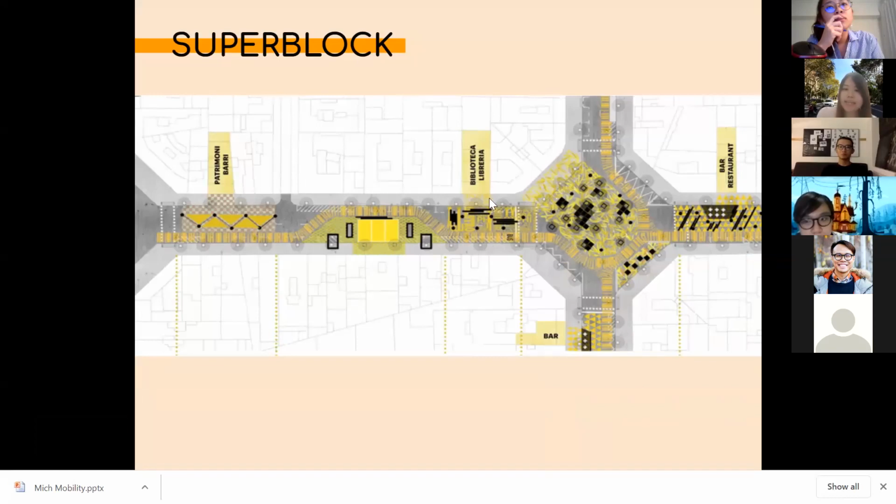The placing of furniture is also according to the function of the shops around. Like there's a library here and a bar here, so they know these are places that might need more seating, and they will allocate more outdoor seating and benches around this area.